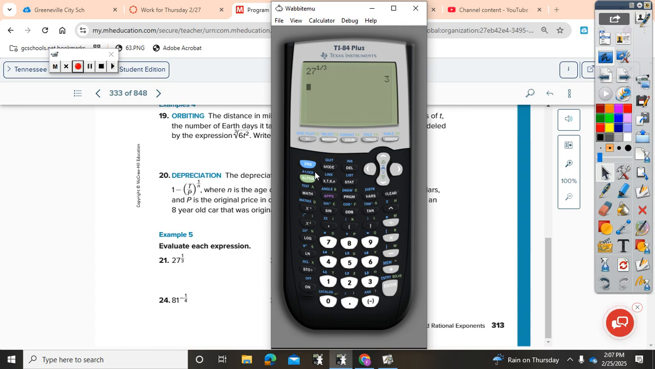If we were to write that as a radical, I was about to do square root, so I'm going to hit math, and they're equivalent because they're the same. So 27 to the 1/3 power is 3, and so is the cube root of 27. Again, you don't have to do it twice, just showing that they're equivalent.